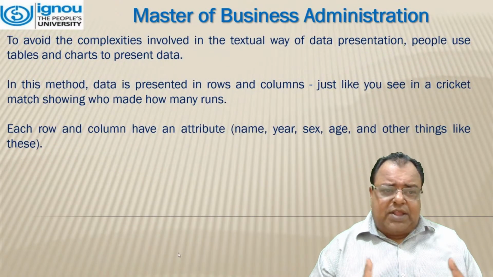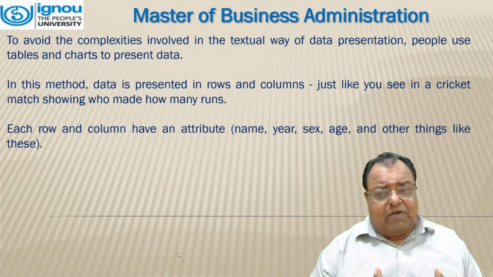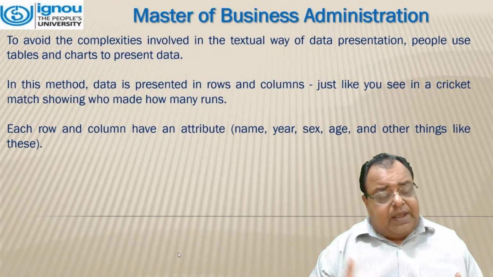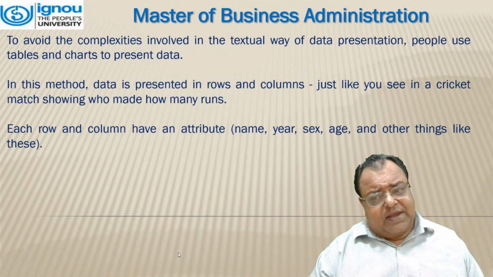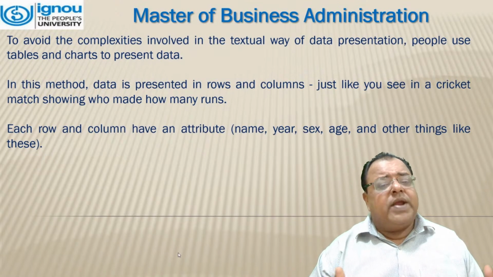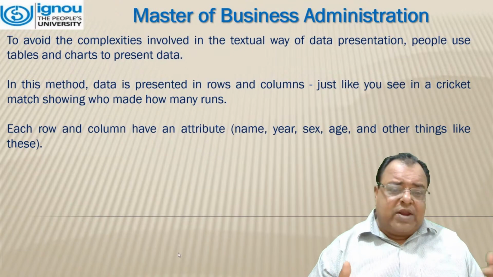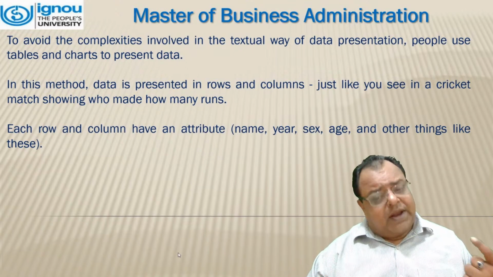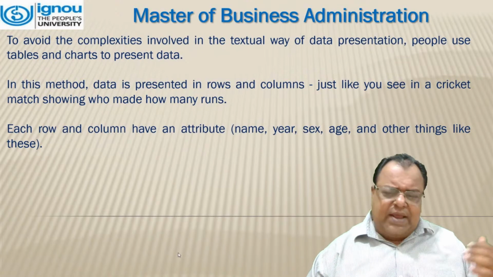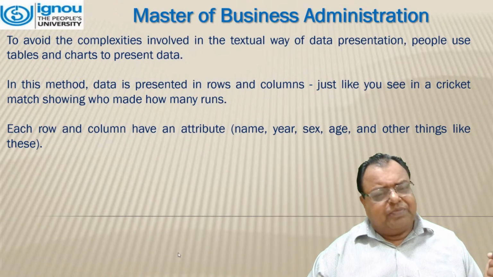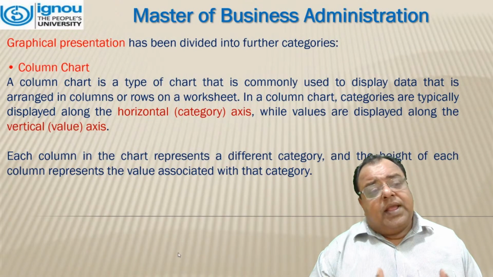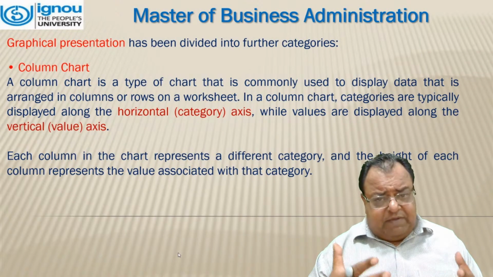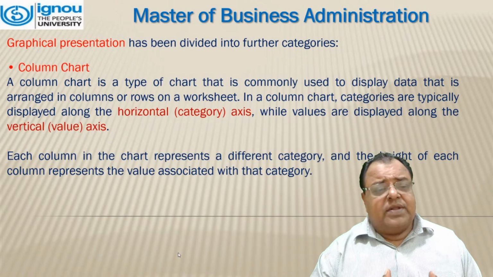To avoid the complexity involved in the textual way of data presentation, people use tables and charts to present data. In this method, data is presented in rows and columns, just like you see in a cricket match showing who made how many runs. Each row and column has an attribute: name, year, sex, age, and other things like these, depending upon the information that we have gathered. Graphical presentation has been divided into further categories.